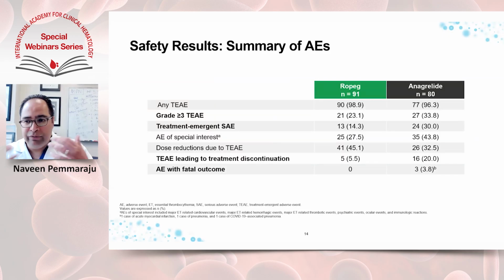So it's a new formulation of interferon, RoPEG interferon. Most of you know the side effect profile with the interferons. Let's take a look at that first. So this is 91 RoPEG patients, 81 anagrelide.